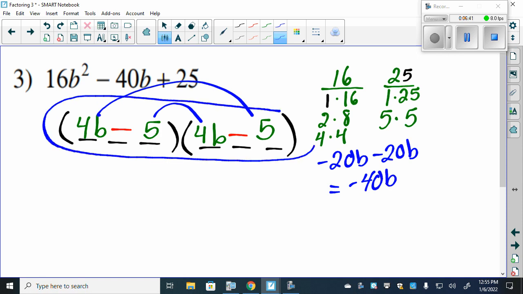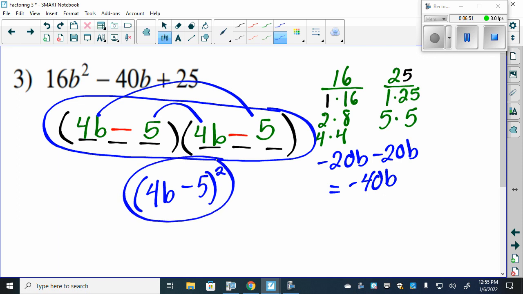So these here are the factors, or we can really rewrite it as 4b minus 5 squared. Either one works, because it works out that these are actually the exact same answers. Any questions on any of this here so far?